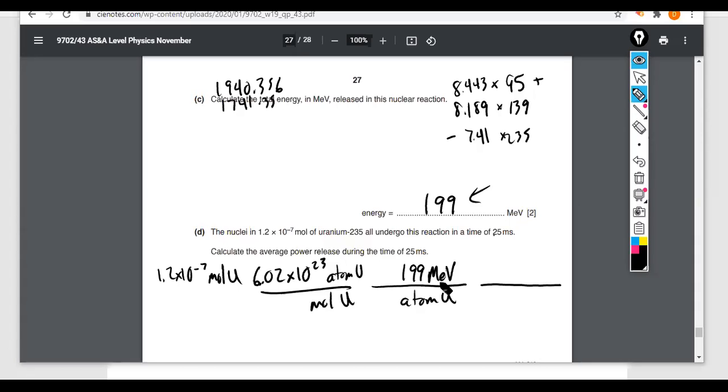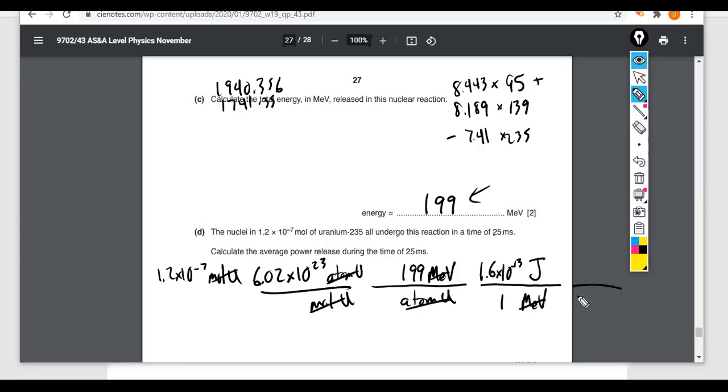And then that's going to be energy, but not in the units we want. So power is measured in watts. So we need joules per second. So we need to convert back from mega electron volts to joules. You may recall from a moment ago, there was 1.6 by 10 to the negative 13 joules per mega electron volt. And then we'll be in, so we cancel out moles of uranium, we cancel out atoms of uranium, we cancel out mega electron volts, joules per second.